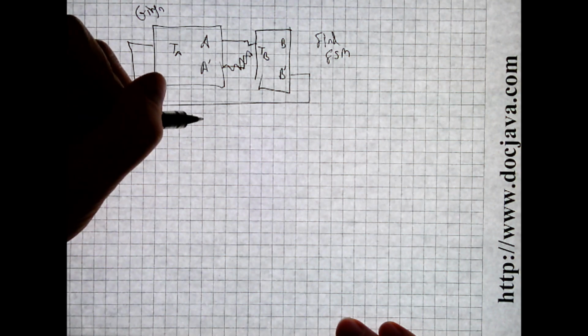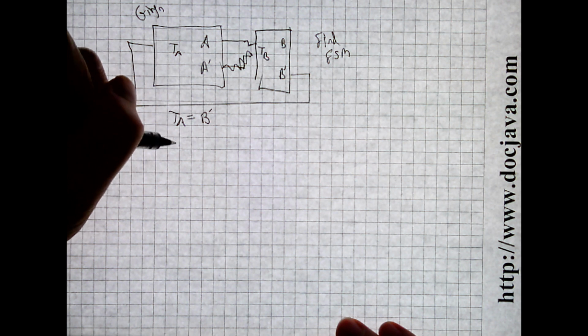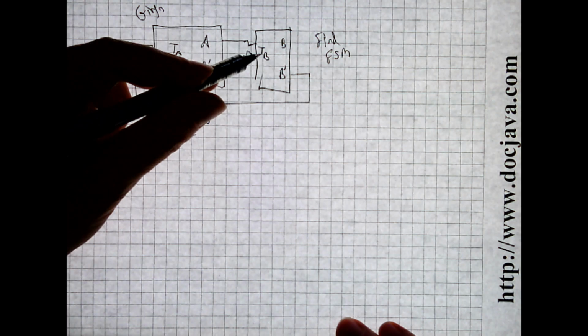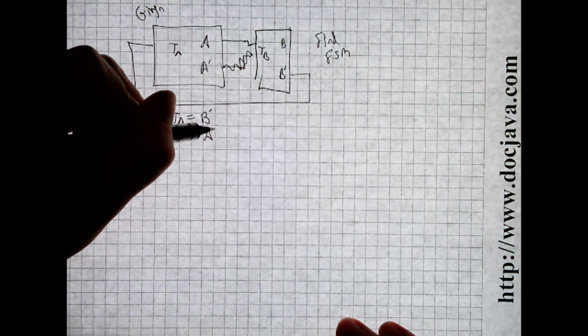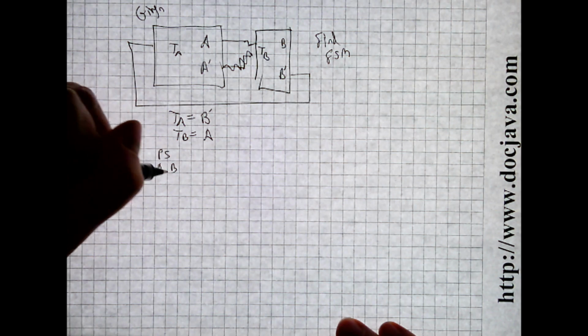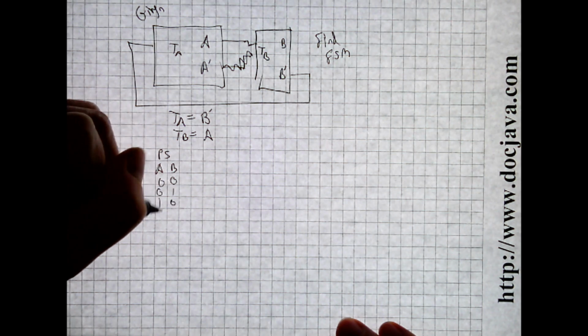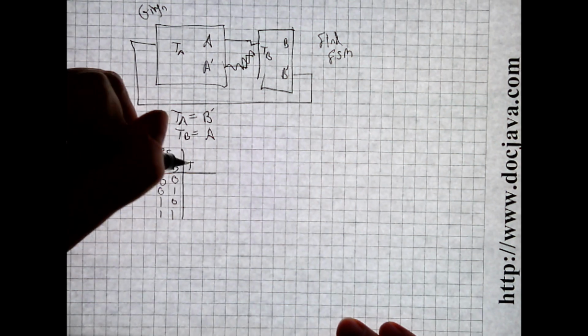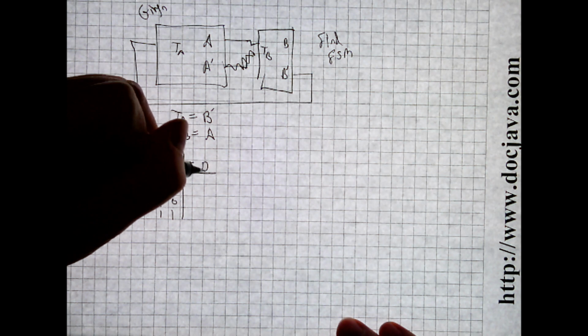Yeah, it's equal to b prime. That's it. And what's T sub b equal to? Well, it's equal to a, right? Because we have T sub b hooked to a. All right? So now let's do the present state with a and b, and let's write the remapped excitation inputs, T sub a and T sub b.